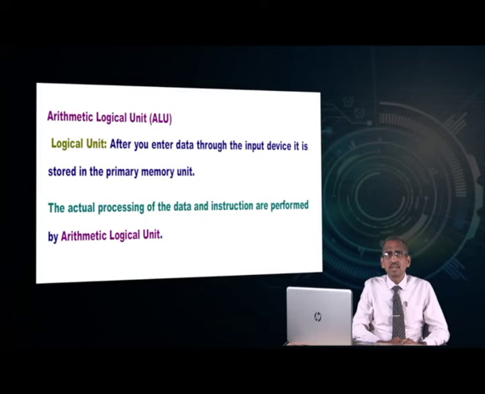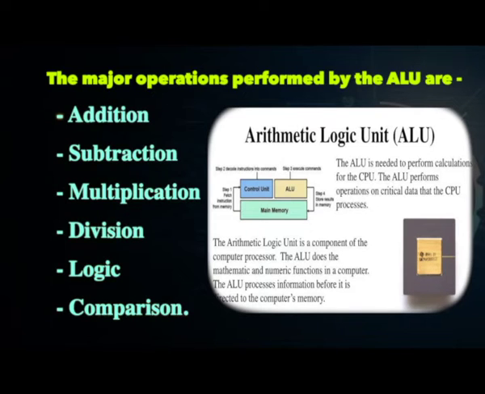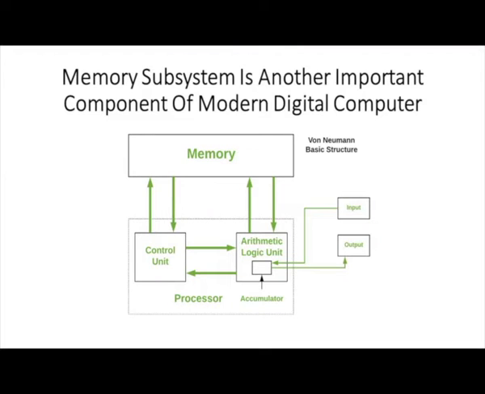After you have entered your data through the input device, it is stored in the primary memory unit. The actual processing of the data and the instructions is performed by the arithmetic logic unit. The major operations performed by the ALU are addition, subtraction, multiplication, division, logic and comparison. Data is transferred to the ALU from the storage unit when required. After processing, the output is returned to the memory unit for further processing or getting stored.